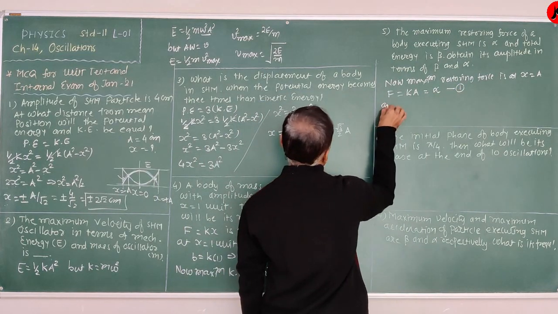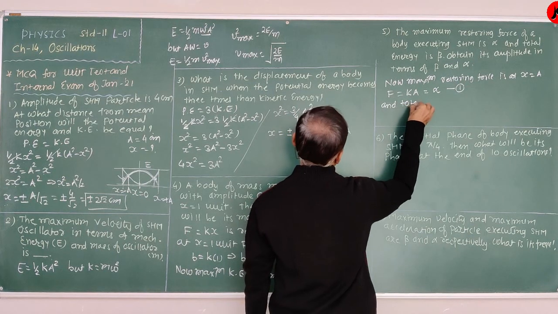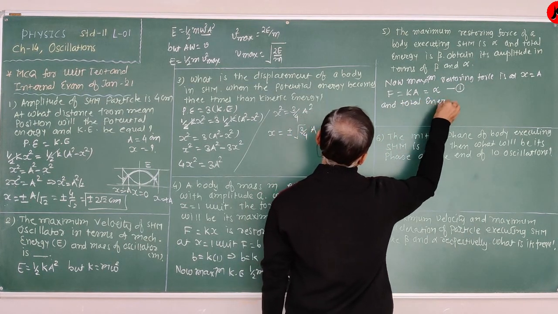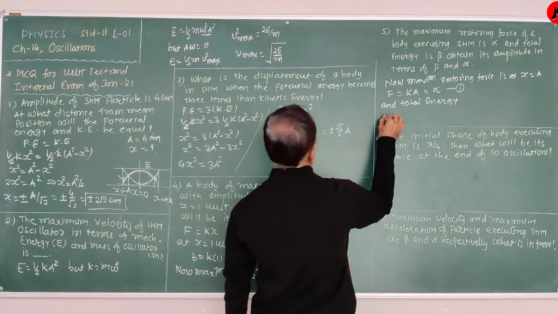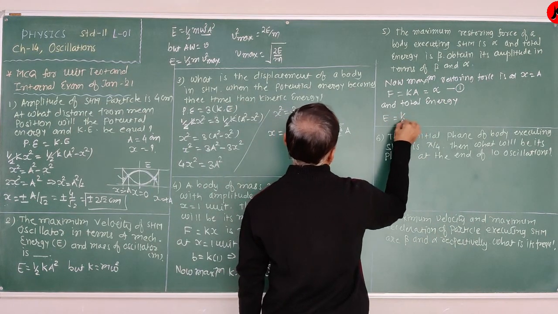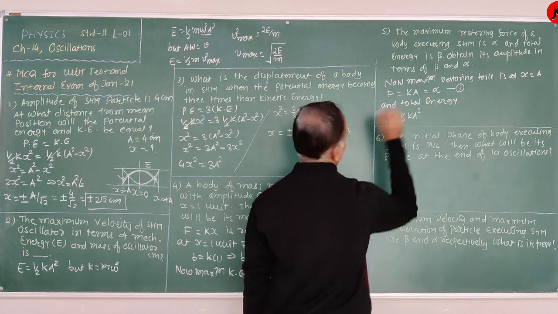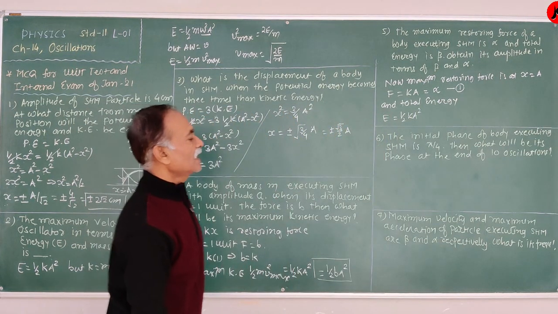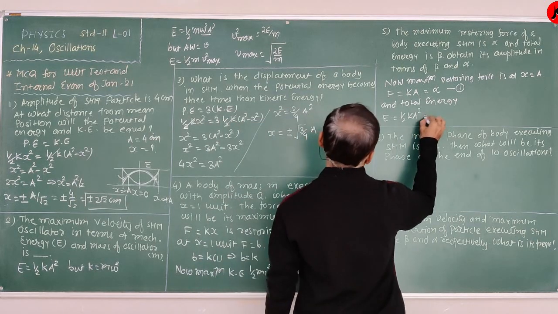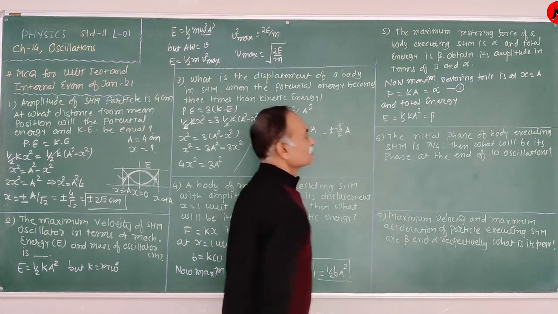And total energy, E is equal to half k A square. Half k A square. And that is given as beta. That is given as beta.